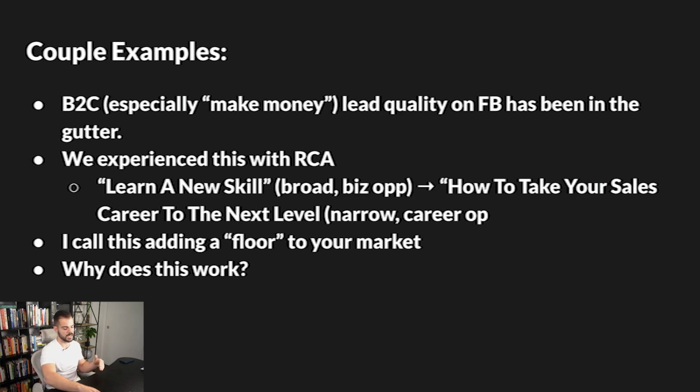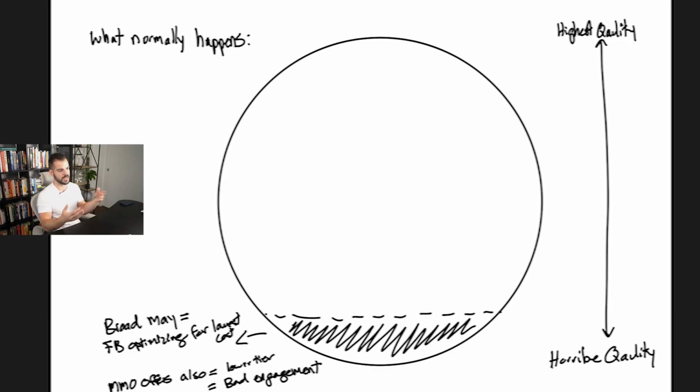Now, what this does is it adds a floor to your market. This is kind of the why below it, so I'll show you right here. Here's my kindergarten drawing of your market. Imagine this big circle being the TAM, so this is everybody who's in your market. Let's say this is everybody in your market on Facebook. At the top, you have the highest quality. At the bottom, you have horrible quality, the deepest, darkest pits of Facebook.